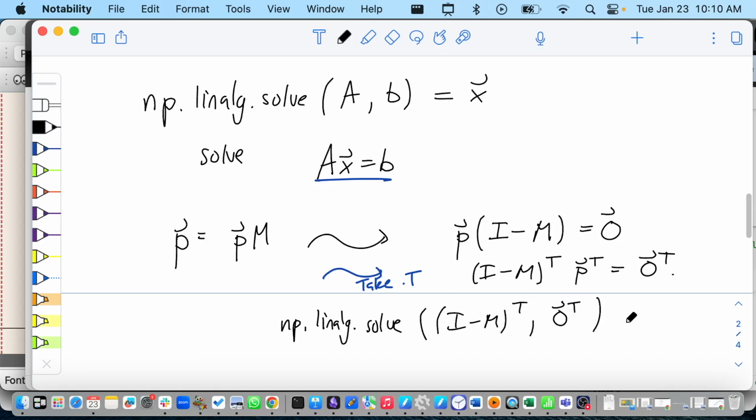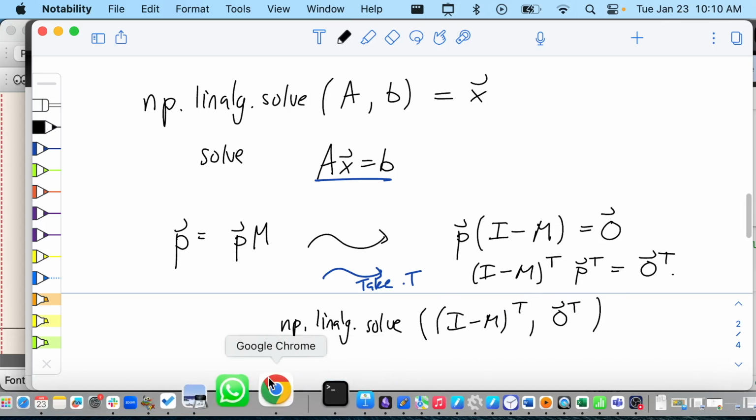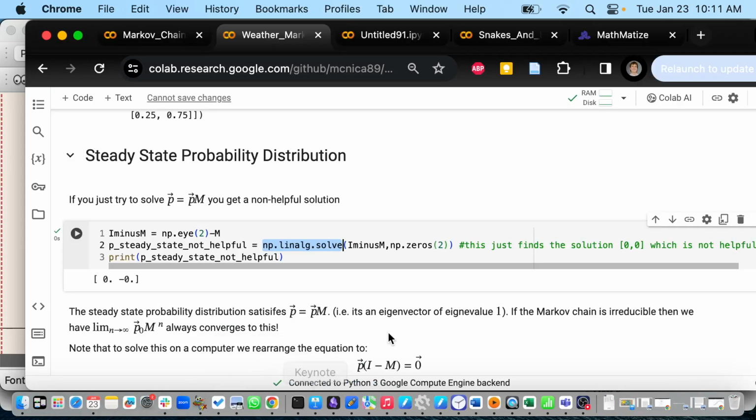So that should work. Let's see what happens when you put it in. And I might have forgotten the transpose over here. Did I remember the transpose? I forgot the transpose. Okay, let me put the transpose in. So it should be dot T. That should be what I want. Okay, and let me run it again.